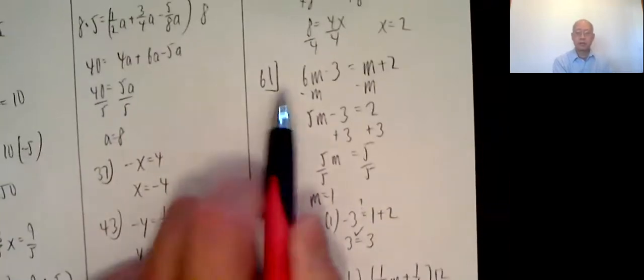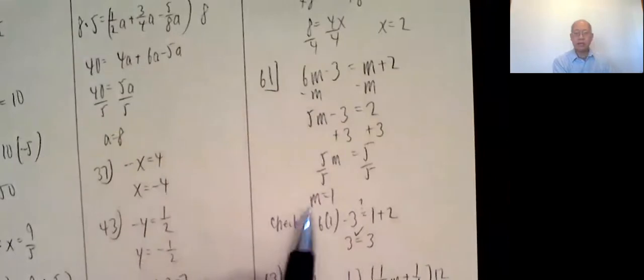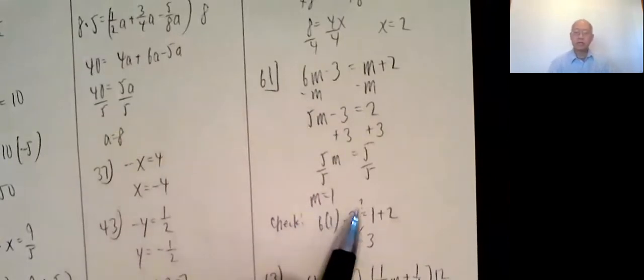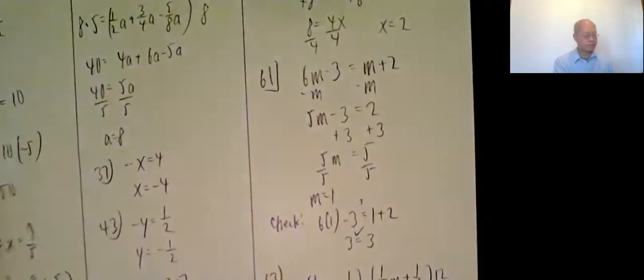And I'll show you the check for this one. Put a 1 back here, 1 back here. 6 times 1 minus 3, is that equal to 1 plus 2? 6 minus 3 is 3. 3 equals 3.